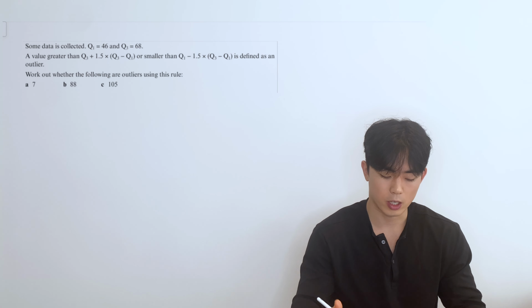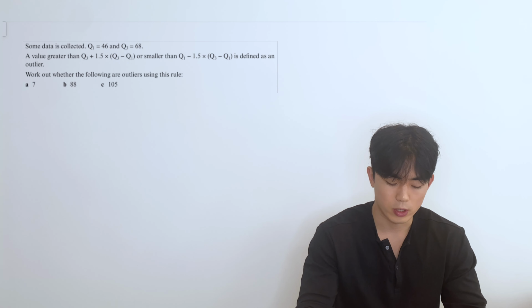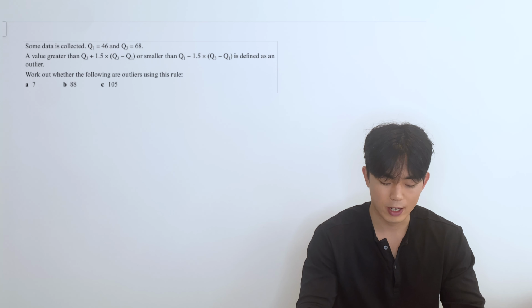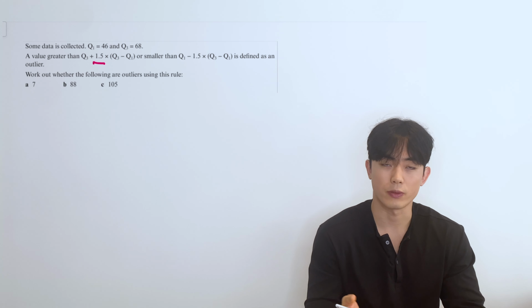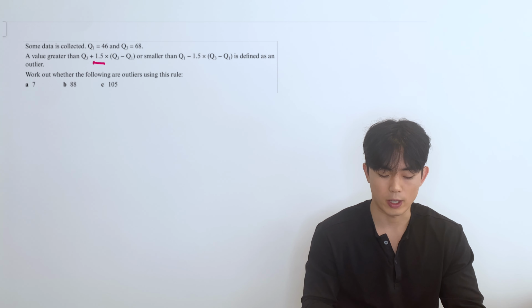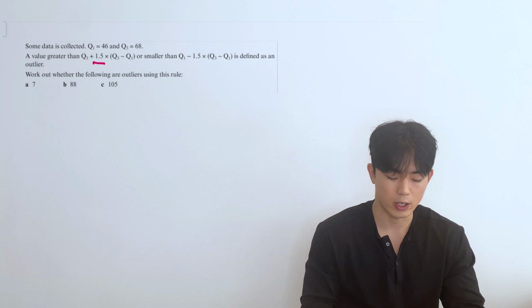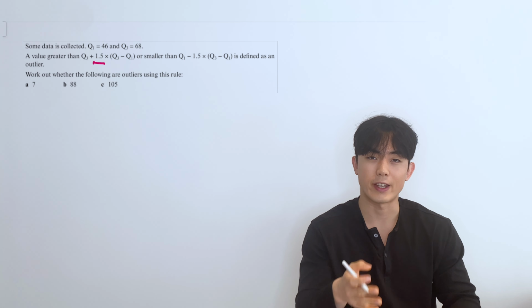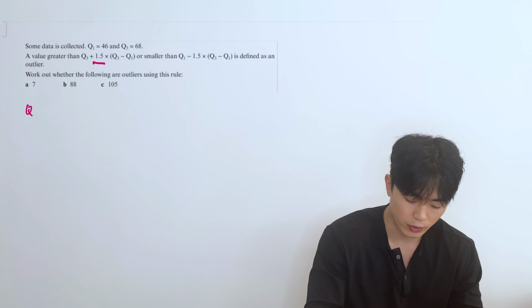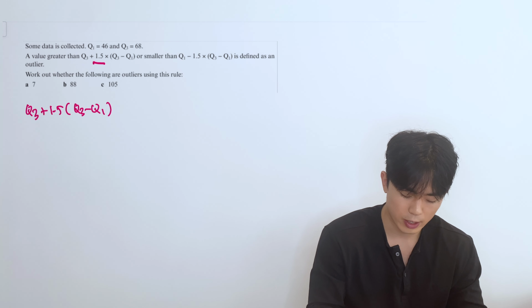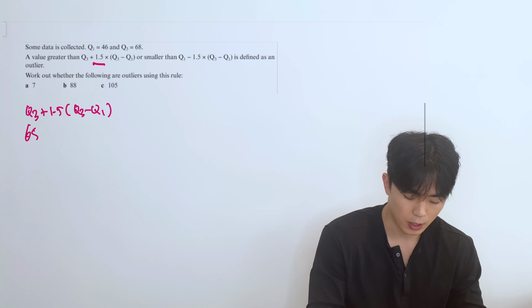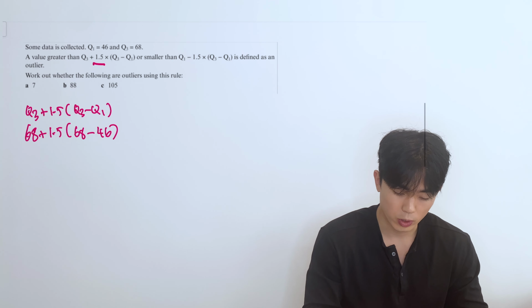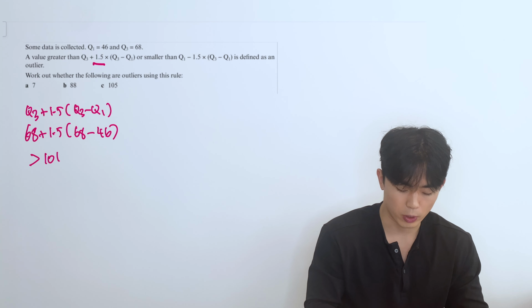Right, let's look at this one here. So some data is collected, Q1 is 46, Q3 is 68. A value greater than Q3 plus 1.5, so K is 1.5, times the interquartile range, or smaller than Q1 minus 1.5 times the interquartile range, is defined as an outlier. Work out whether the following are outliers. So let's work out the range at which it becomes an outlier. So it's going to be Q3 plus 1.5 times (Q3 minus Q1). So Q3 is 68 plus 1.5 times (68 minus Q1, which is 46), which will give us 101. So if it's bigger than 101, it's going to be an outlier.